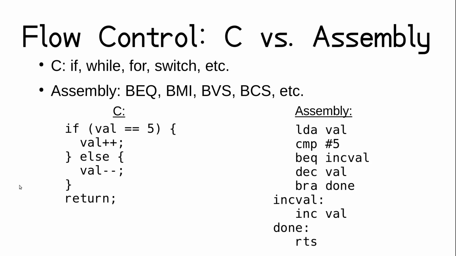Here we see a very simple if-else statement in C that will increment a value if it is equal to 5. Otherwise, it will decrement it, then return from the current function. On the assembly side, we don't have anything like an if instruction, so we need to do the comparison in a couple steps. First, we need to load the value into the accumulator. Then we can compare it to 5.